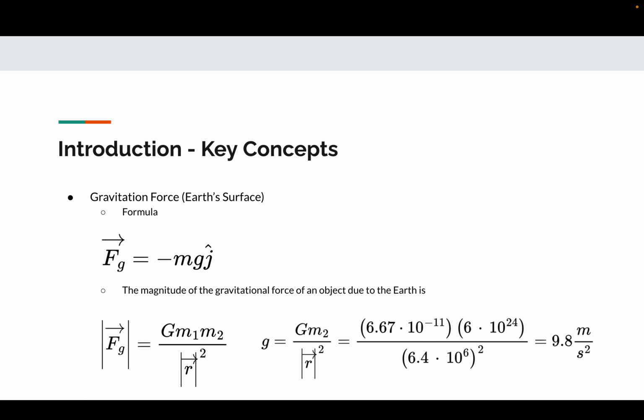Another key concept is the gravitational force near Earth's surface. The formula is the product of the object's mass and the acceleration due to gravity. The magnitude of the gravitational force of the object due to the Earth is the product of the gravitational constant G and both of the masses divided by the radius squared. We can derive the acceleration due to gravity using the formula, leading us to finding the g value, that being 9.8 meters per second squared.